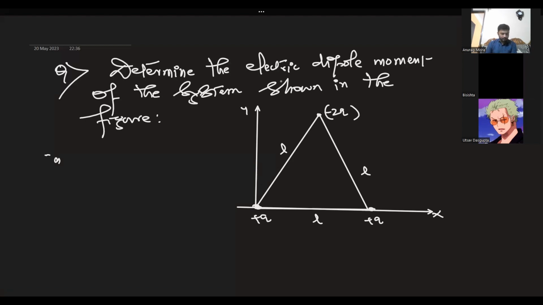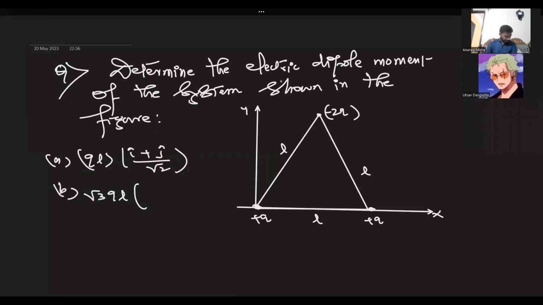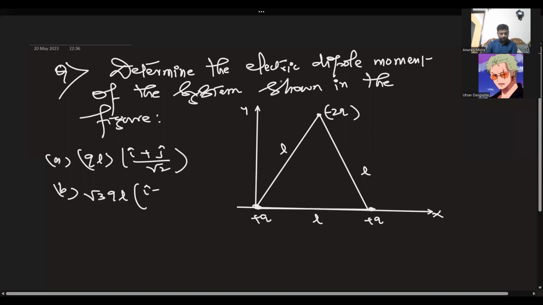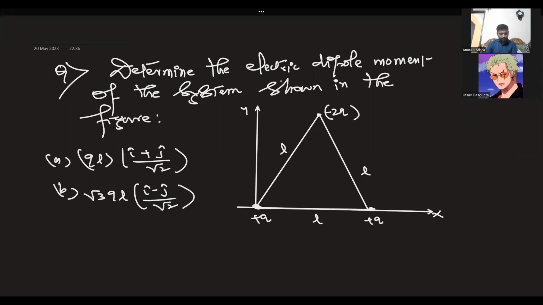Options are: number A, QL multiplied by (i cap plus j cap) by √2. Second option is √3 QL multiplied by (i cap minus j cap) by √2. Third option is minus √3 QL j cap.